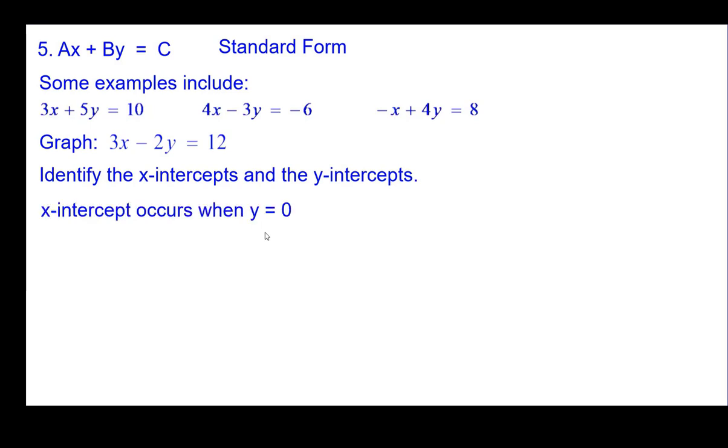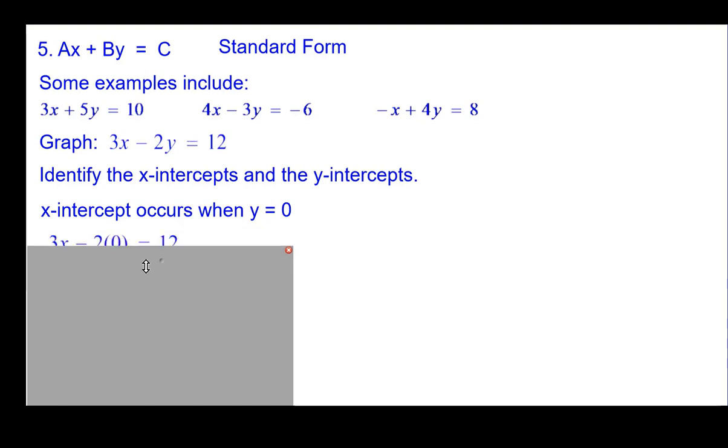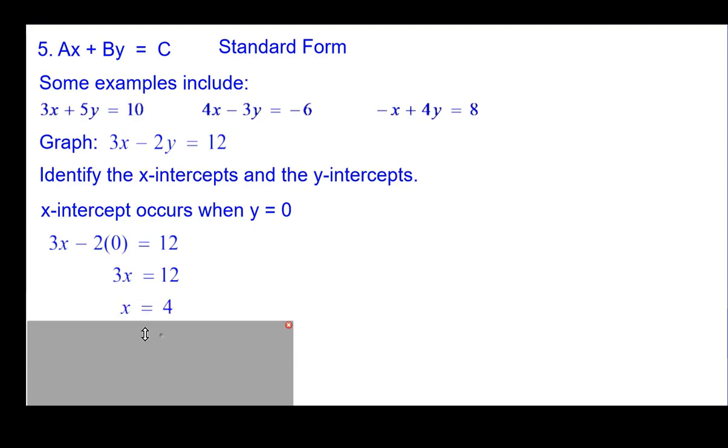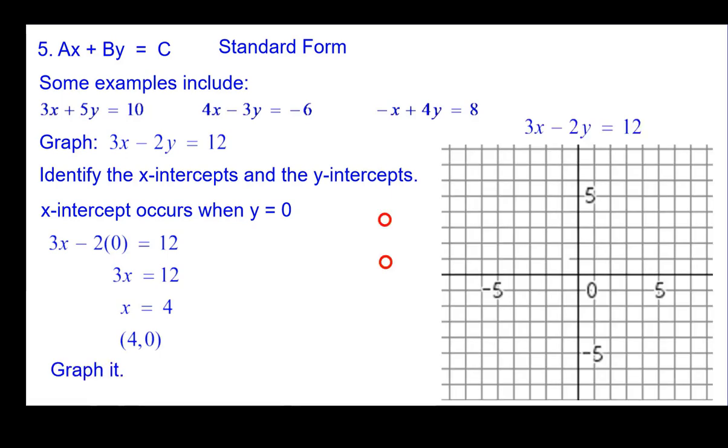And recall that an x-intercept occurs when y is 0. If it's going to be on the x-axis, the y-coordinate is 0. So we're going to go ahead and substitute y equals 0 into this equation. So it'll be 3x minus 2 times 0 equals 12. That's going to leave me with 3x equals 12. And dividing both sides by 3, x equals 4. So one ordered pair on this line is 4 comma 0. This is the x-intercept where it crosses the x-axis. So graphing that point 4 comma 0 on the x-axis, there it is. That's one of our points.